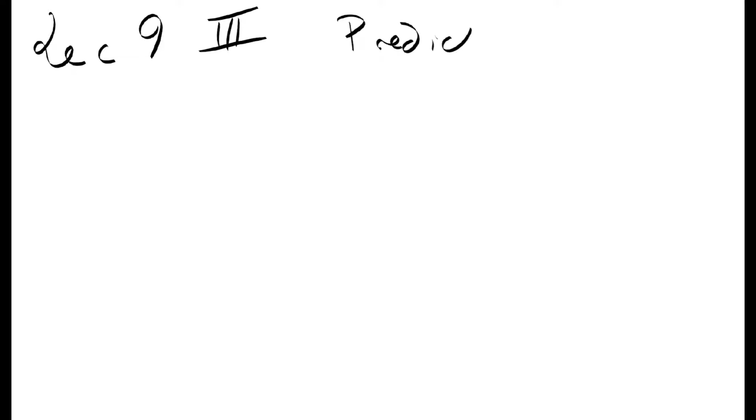All right, welcome to Lecture 9, Part 3, Predicting Ionic Formulae. All right, this is fairly easy. It's based entirely on the charges of the two species involved.